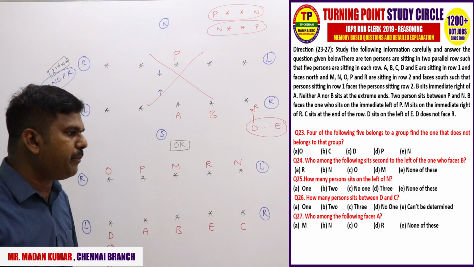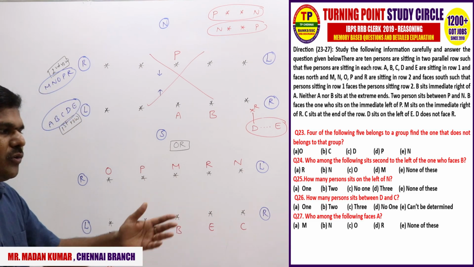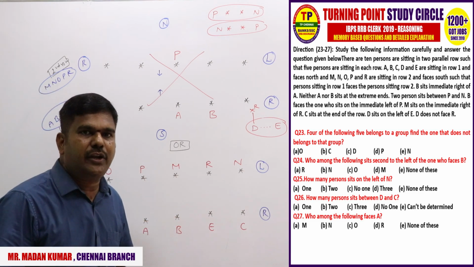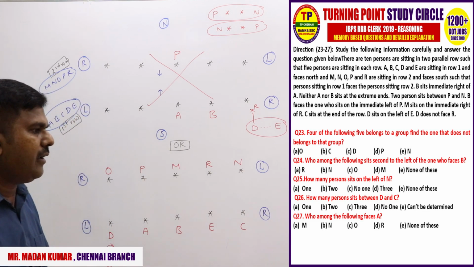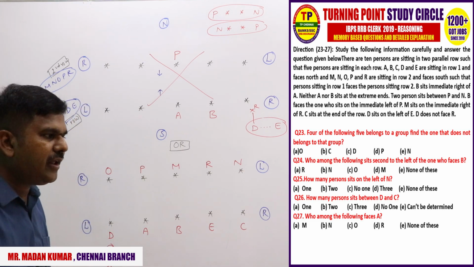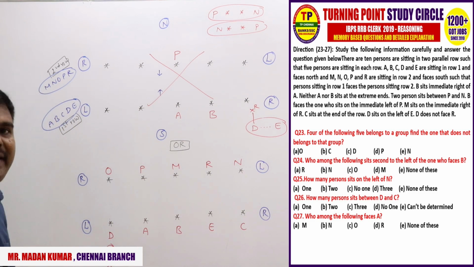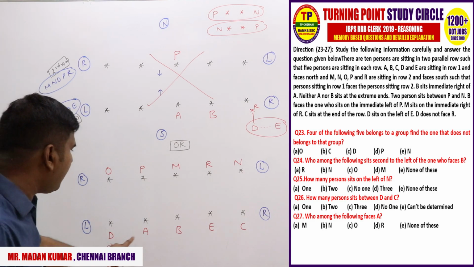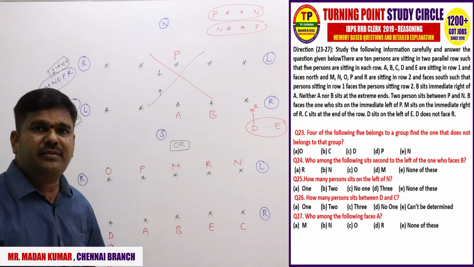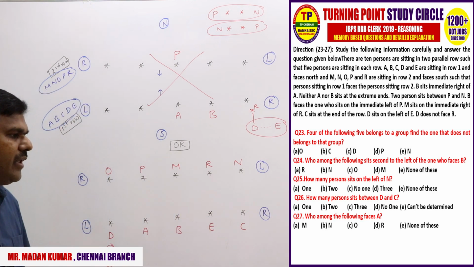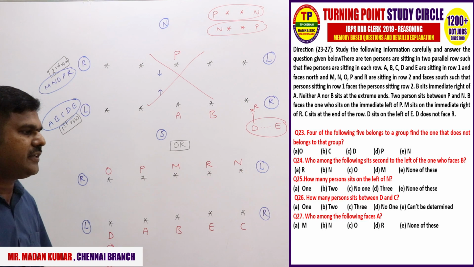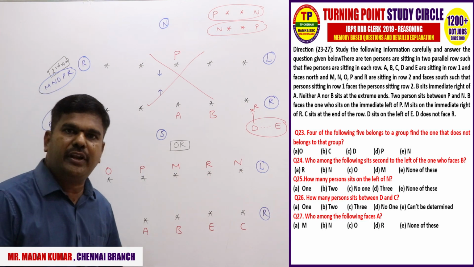So what is the option being given? No one. So the third option is the right answer. We need to go ahead with the third option. Next one: how many persons sit between D and C? Between D and C, how many people are there? 1, 2, 3. Three are there. So what is the option being given? Third option. We need to go ahead.